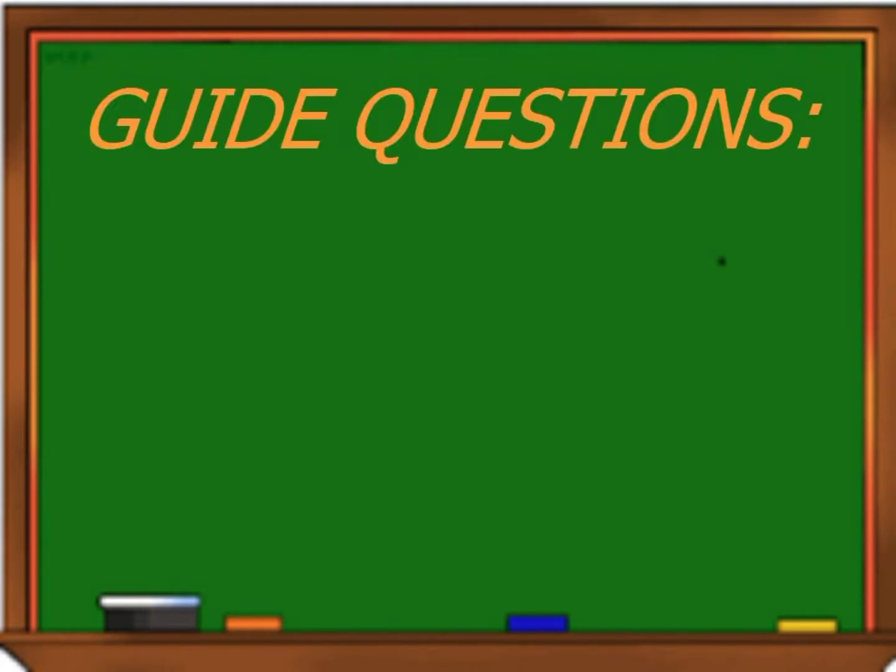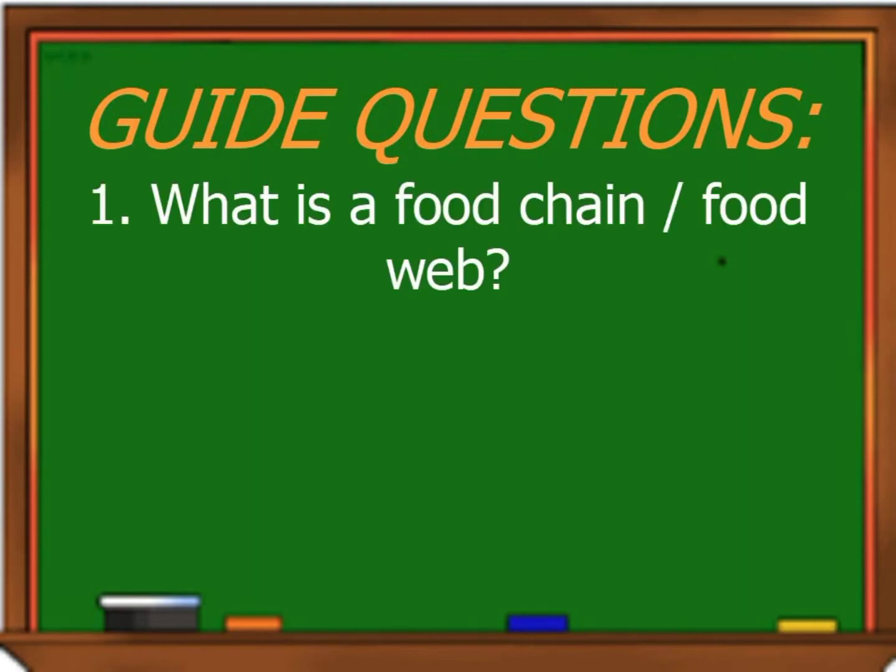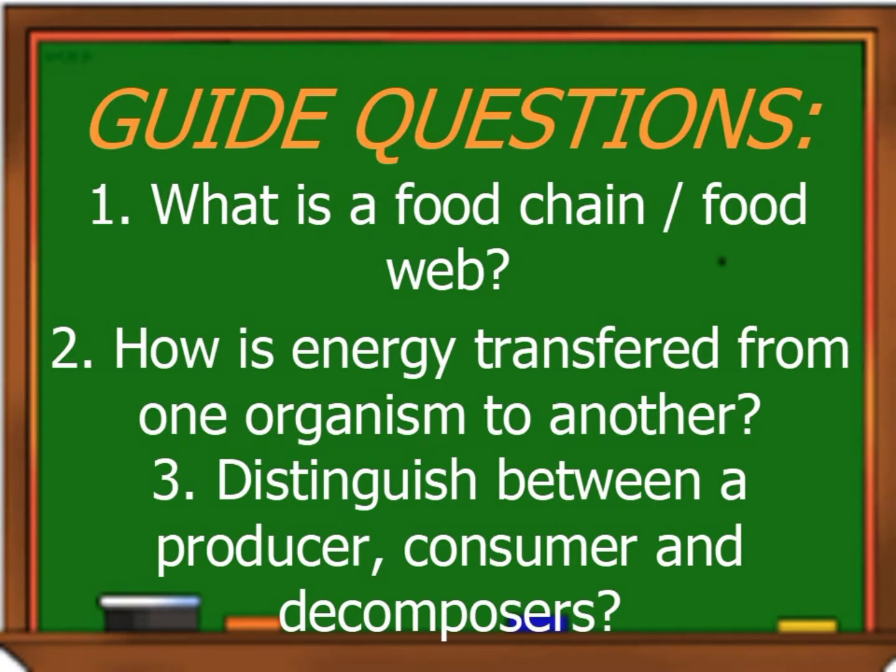And here are our guide questions. What is a food chain and a food web? How is energy transferred from one organism to another? And number 3, distinguish between a producer, consumer, and decomposers.